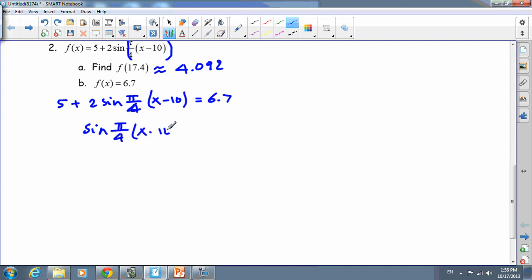x minus 10 is equal to 1.7 over 2. Once you find the sine inverse on both sides, you should end up with the principal value x will be equal to the sine inverse of 1.7 over 2, and you should get approximately 1.016. That's the first principal value.